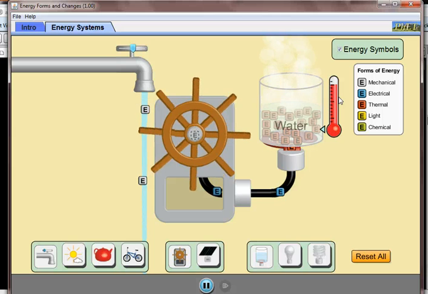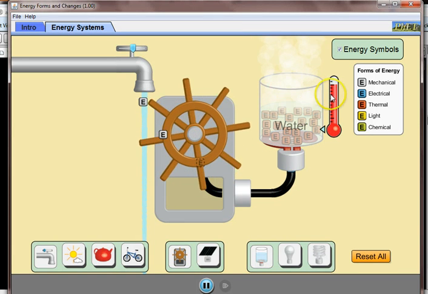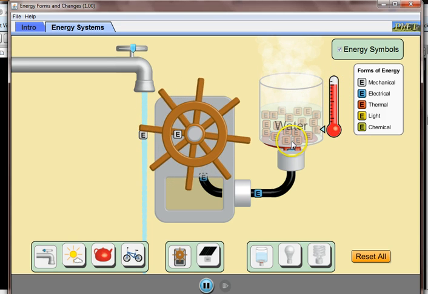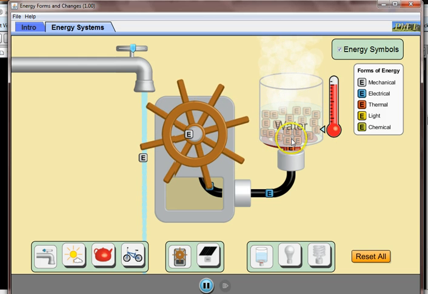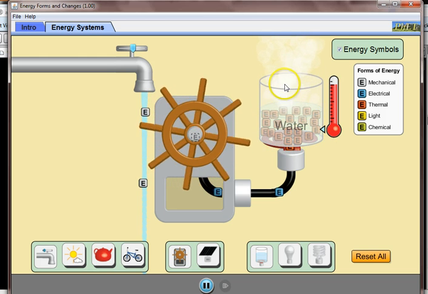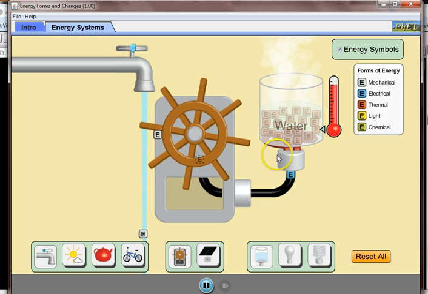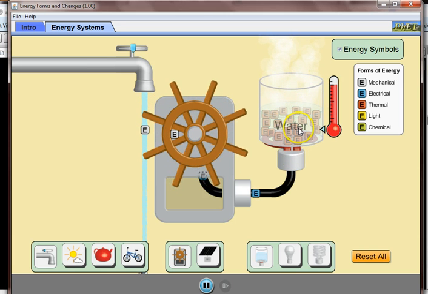Okay, so now you can see that the water is boiling. You can see the vapors. The water has reached its boiling point, and there is more energy now stored in the water, correct? The water has started boiling, and now see what happens. There is still more energy coming in, and the water is still storing this energy.